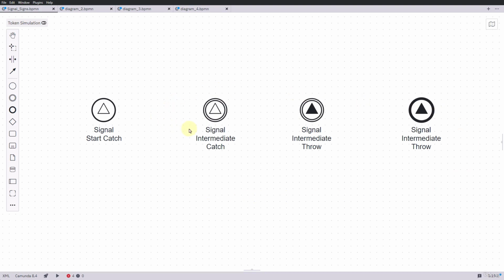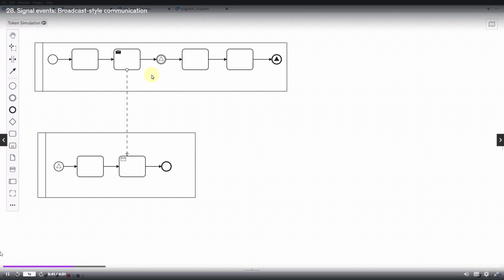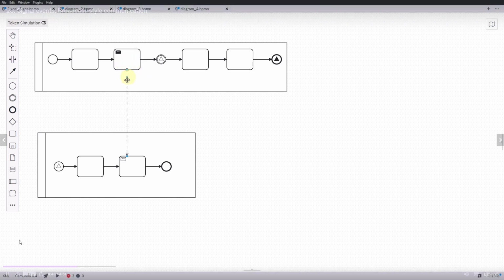The signal event is represented by a triangle inside the circle. Signal events in BPMN are mechanisms for modeling events that communicate across process boundaries or within a process. Message events also do this, but now comes a crucial difference. While message events are used for direct one-to-one communication between two clearly defined parties, so sender and receiver, signal events are intended for a kind of broadcast communication.